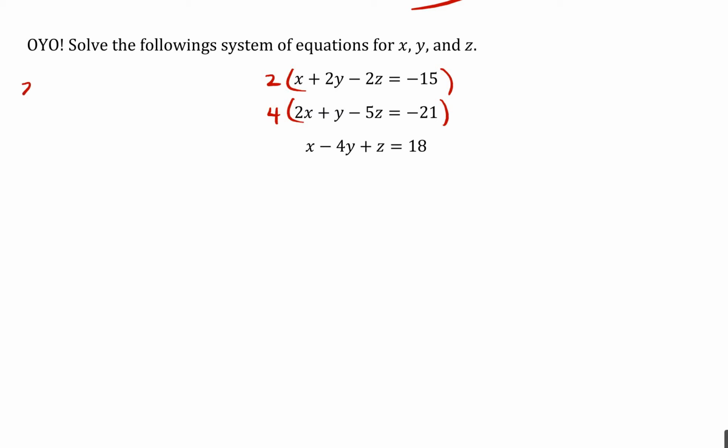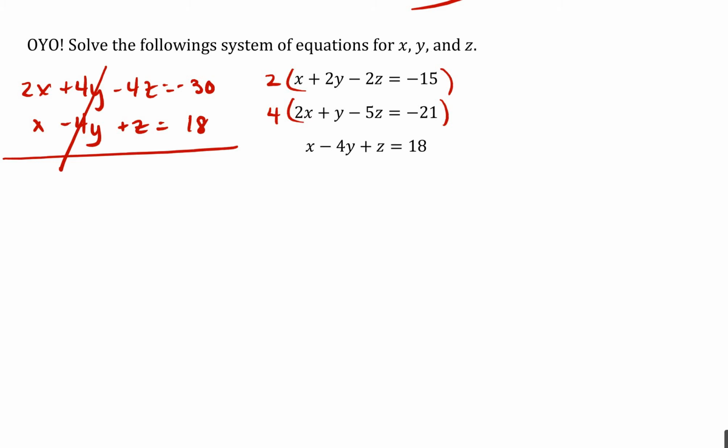So if I take the first one, 2x plus 4y minus 4z is equal to negative 30, I could add that to the last one, so x minus 4y plus z is equal to 18. There was nothing to multiply there. The y's cancel, so I'm left with 3y minus 3z is equal to negative 12. So that was the first equation and the last equation.